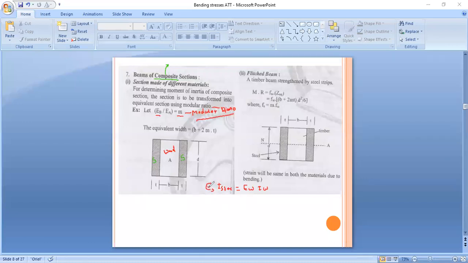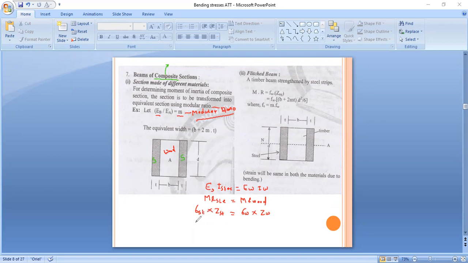E steel into I steel is equal to E wood into I wood. That means the moment of resistance of steel is equal to the moment of resistance of wood. This equivalent concept we have to apply. So how do we find the moment of resistance? By using sigma into section modulus. So sigma for steel into section modulus for steel is equal to sigma for wood into section modulus for wood.